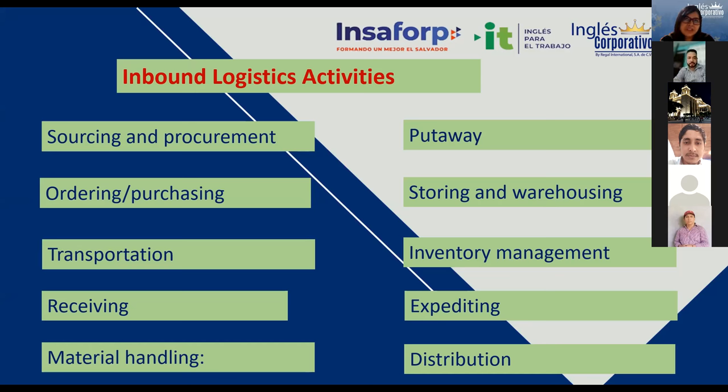So if we talk about sourcing, it's like, where am I going to get the product? Imagine I want to make jalea de jocote. Where am I going to get the jocotes? Who's going to be my supplier of the jocotes? I have to go to the field. I have to go to Sonsonate, to Cerro Verde, to find the jocotes that I need. That is part of the sourcing. I have to evaluate which are the best jocotes, which are the cheapest jocotes, not too expensive. And then I'm going to negotiate with the supplier. That is sourcing.